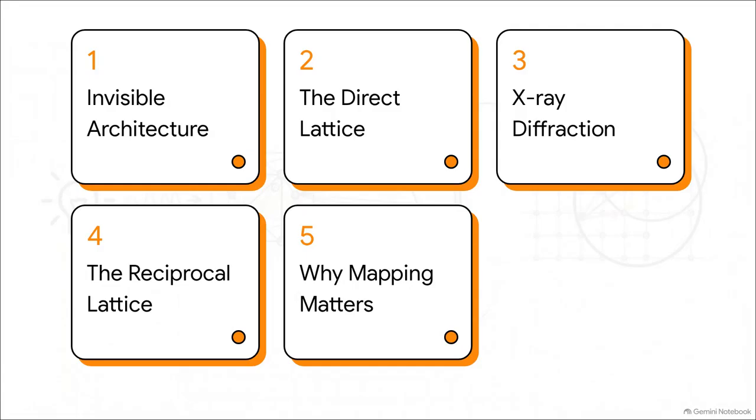Okay, let's quickly look at our roadmap for today. We'll start with 1, the invisible architecture of crystals, then move to 2, the direct lattice. After that, it's 3, X-ray diffraction, 4, the reciprocal lattice, and finally 5, why this mapping matters.